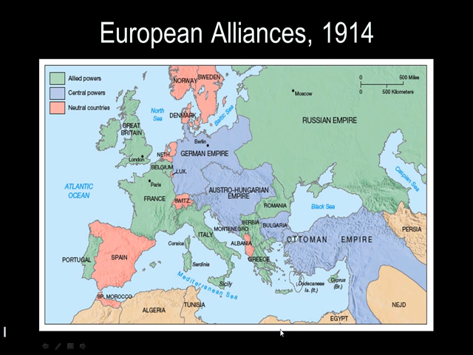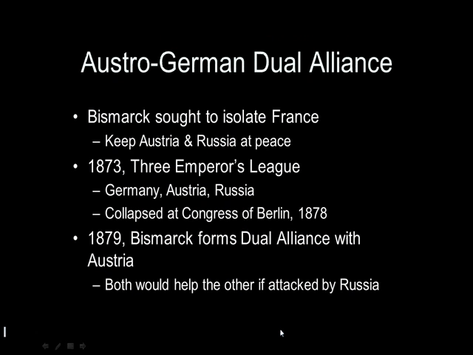So just geographically, look at this. Britain, France, Russia on the outside, Germany, Austria, Italy in the middle. All right? This is geographically how Europe breaks down as the alliances start forming. How do we get there?